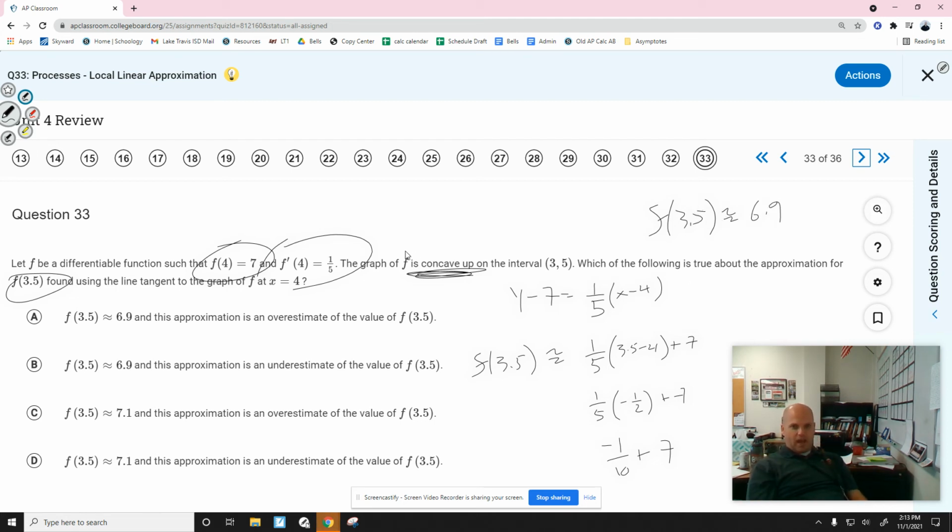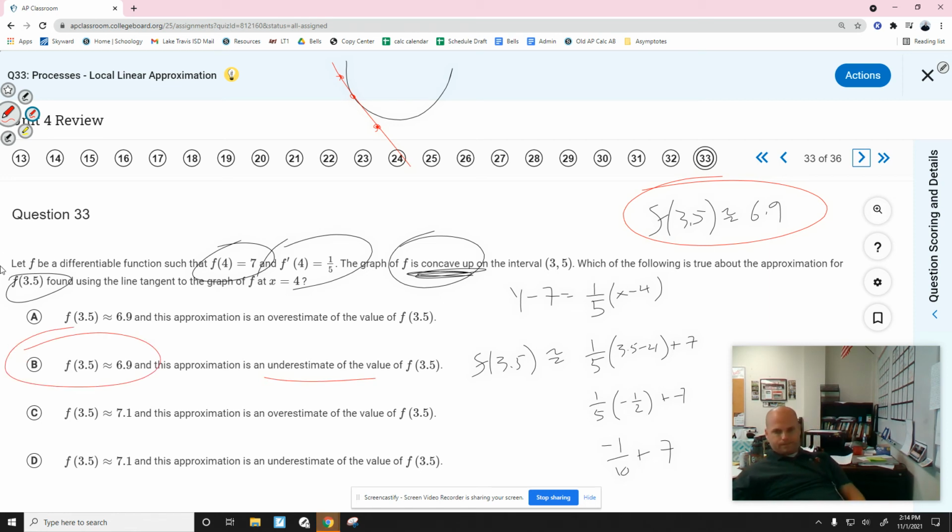Over or under? F is concave up. Graph something concave up. Graph a tangent line anywhere. You are using a line to get a value, 6.9. I don't care where it is. What is this value? Under the actual value on the graph of f, which is concave up. So, under approximation. Okay.